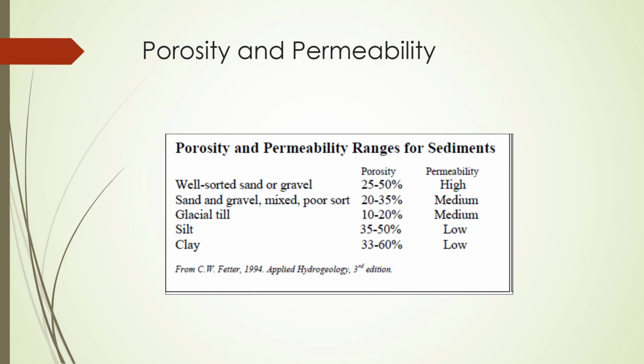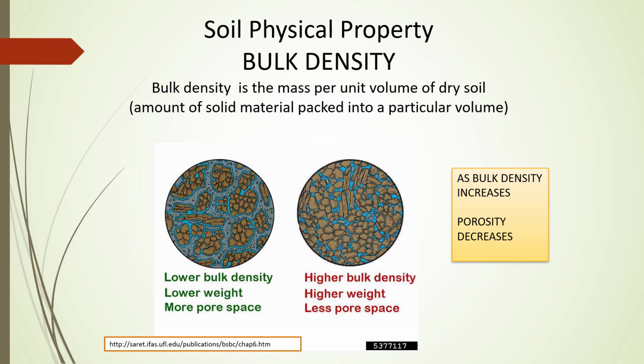So porosity and permeability can range in sediments. Sand actually has a fairly low porosity because it's got less surface area, but permeability is high. Clay has higher porosity, but permeability is low.